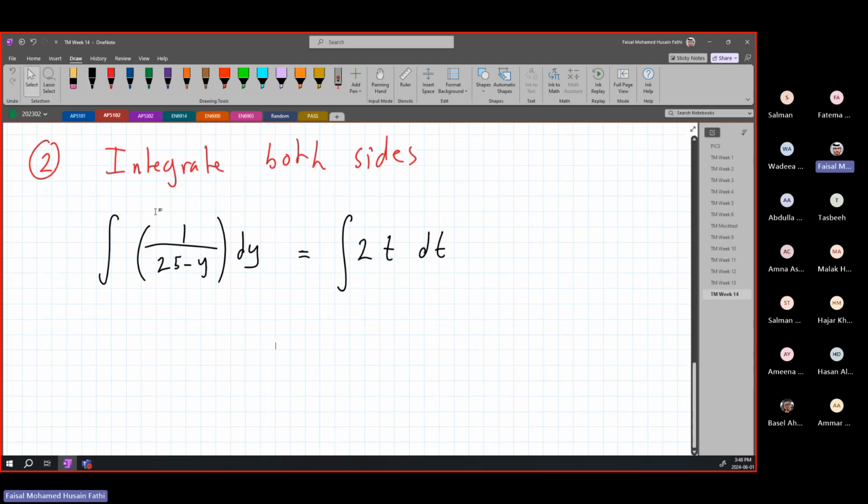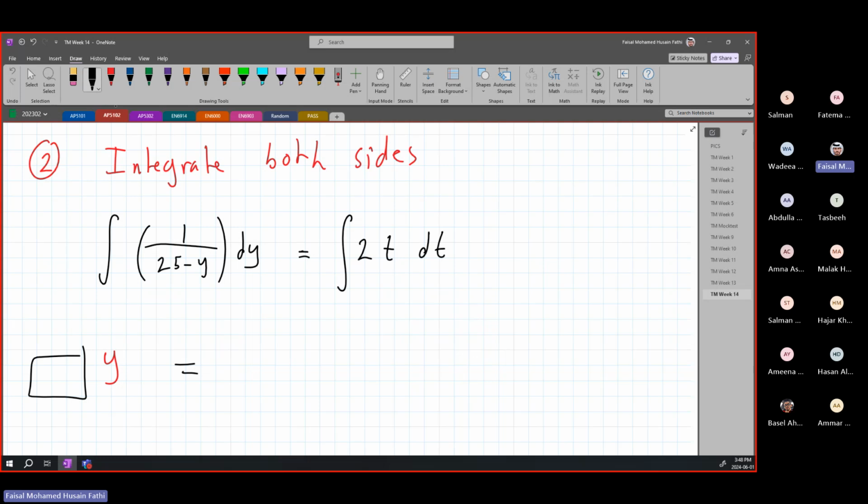All right. So you will integrate both sides. Once you integrate both sides, you're going to get a value for y over here, and you're going to get something here with y. Over here on the right side, you will be getting 2t squared over 2, since the integral of 2t dt becomes t squared, plus c. All right, so we're just going to have plus c over here.